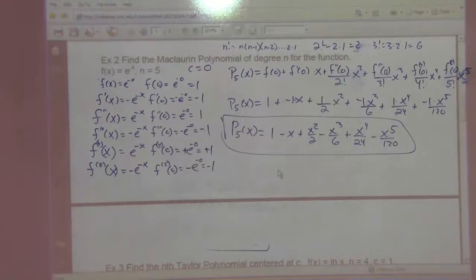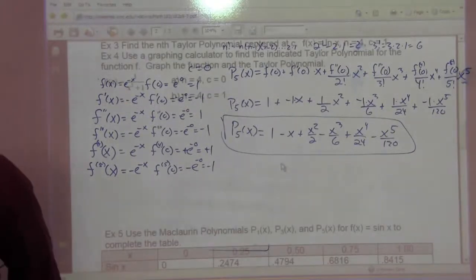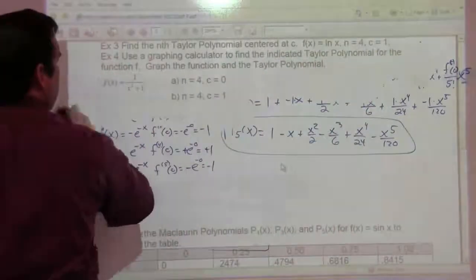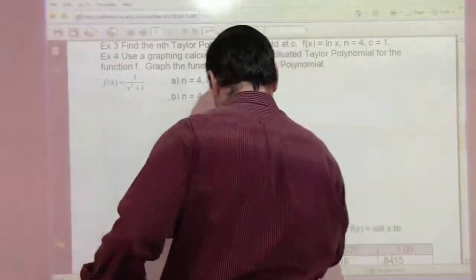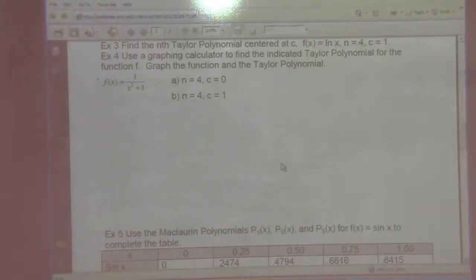Okay, feel free to pause that one. For the next one, my notes, as you see if I scroll on this, show 3 and 4 together. So I need to get some extra space for this. I'm just going to blank this out and do example 3.